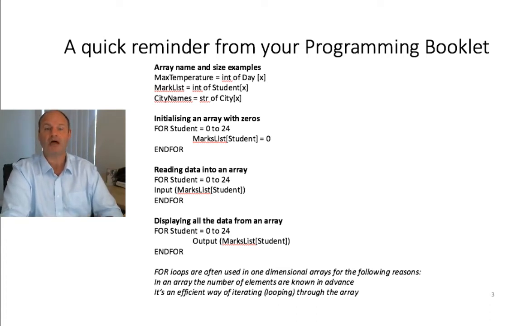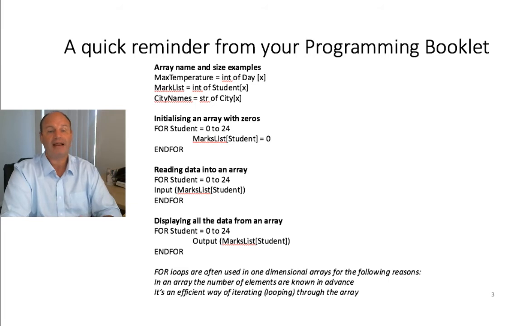After the equal sign, we see what data type the array is. In this case, integer. The word day is the name we give to the elements in the array, and the square bracket x is the number of elements in the array. Mark list and city names follow the same syntax. You can also see on the slide how to initialize input and output data from an array.